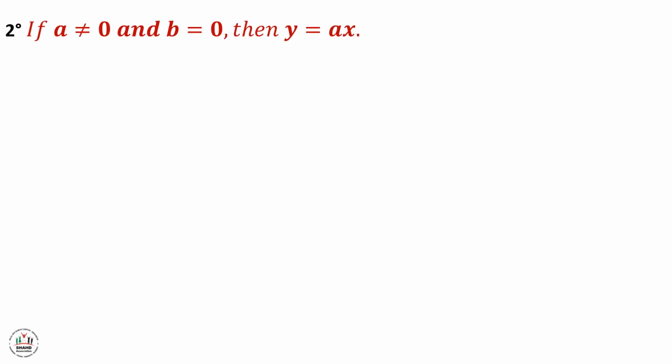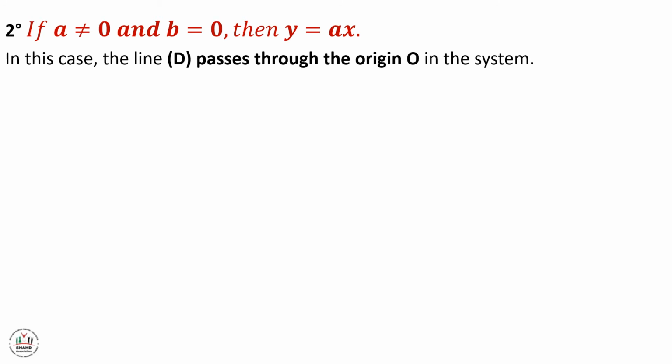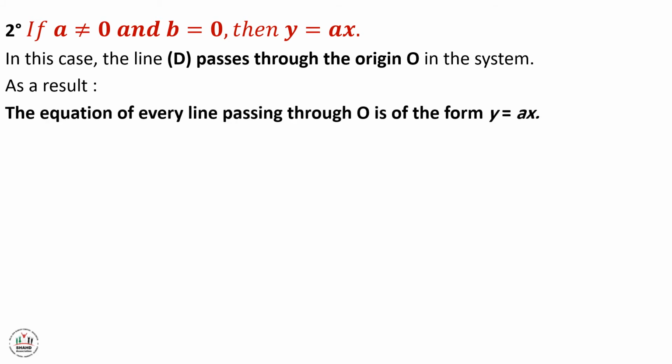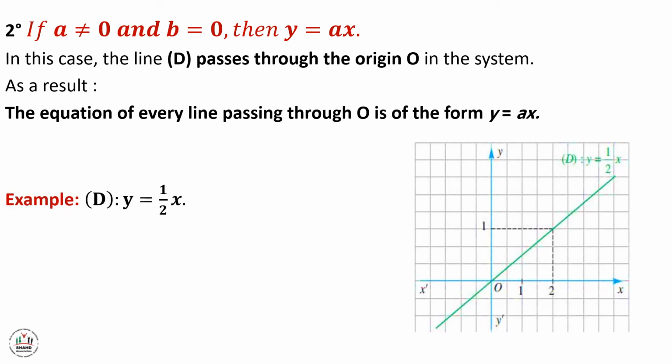Second special case: if A doesn't equal 0 and B equals 0, the equation of the line becomes y = ax. In this case, the line D passes through the origin O in the system. As a result, the equation of every line passing through the origin O is of the form y = ax. Here we have an example. The line D passes through the origin O and its equation is y = 1/2 x.